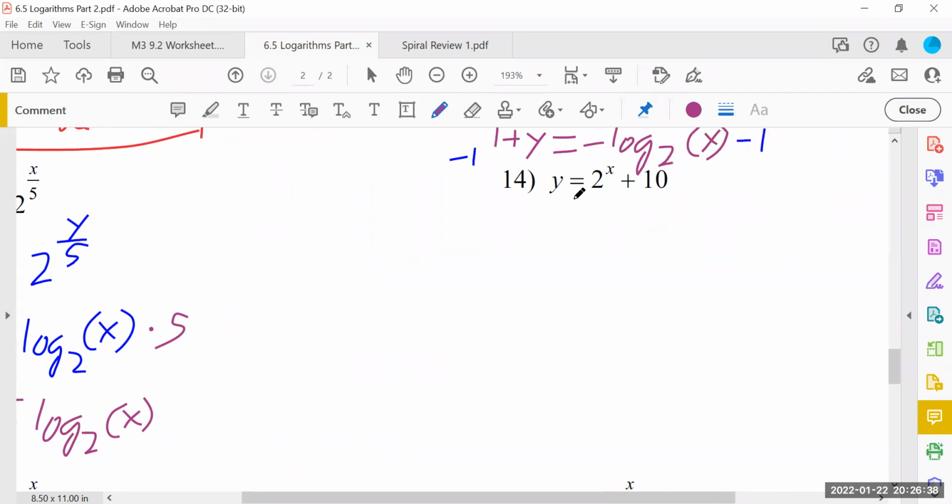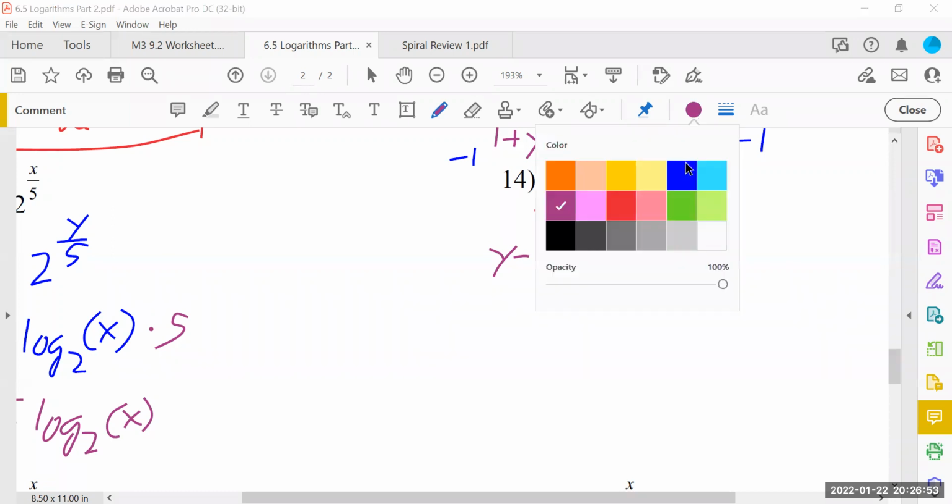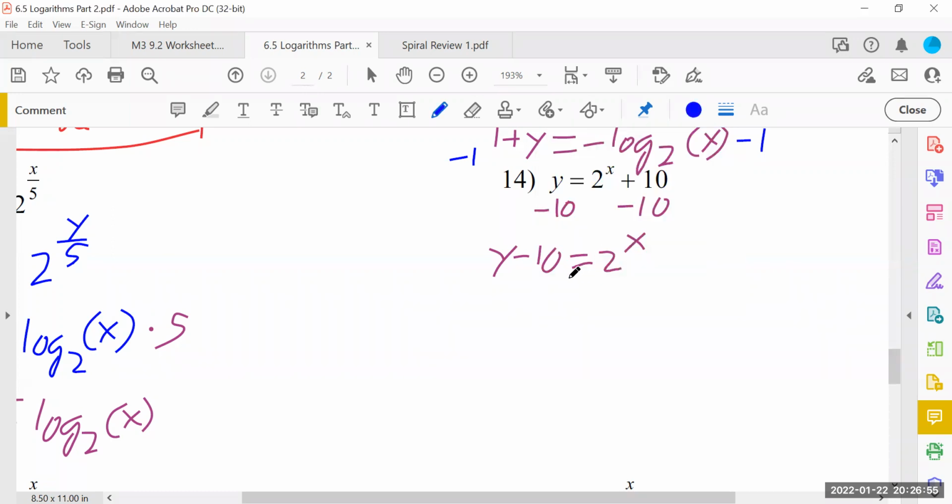Next one, number 14. I'm going to get the 2 to the x power by itself, so subtracting 10 from both sides. Y minus 10 is equal to 2 to the x power. Again, I should maybe have swapped the x and y at the very beginning, but as long as you do it at some point here, so that you're solving for y with the inverse, where x and y have been switched, you'll be okay. So let's switch them right now.